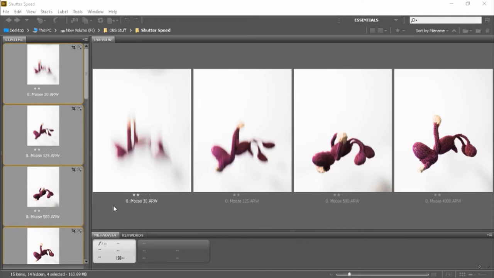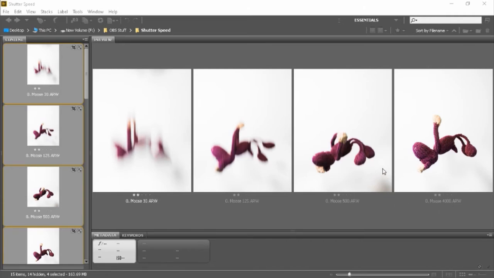A photograph on the left-hand side shot at a 30th of a second. As you can see, there's quite a bit of blur there. Photograph at 125th of a second next, we're actually starting to freeze a bit of the form, but still quite blurry. Photograph at a 500th of a second. We can see the form quite defined now, but we've still got blur, even at a 500th of a second. It's actually not till we get to a 4,000th of a second that we can freeze the moose falling down. So that's a very, very quick shutter speed.